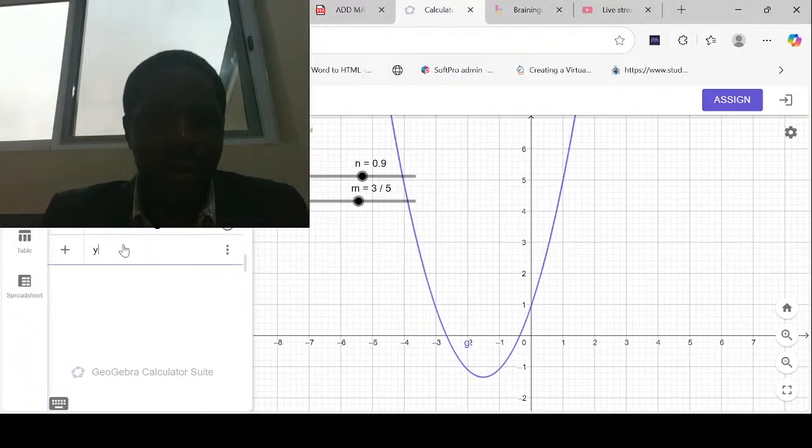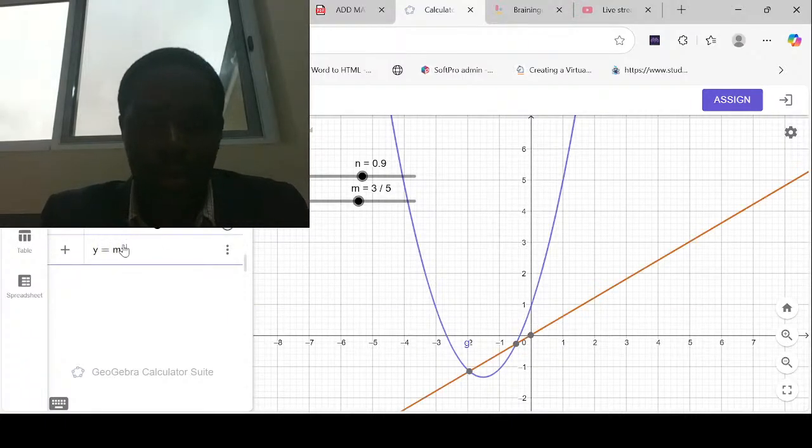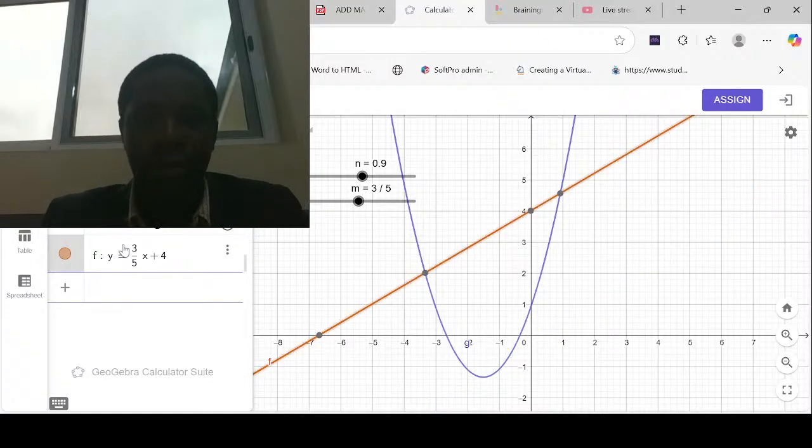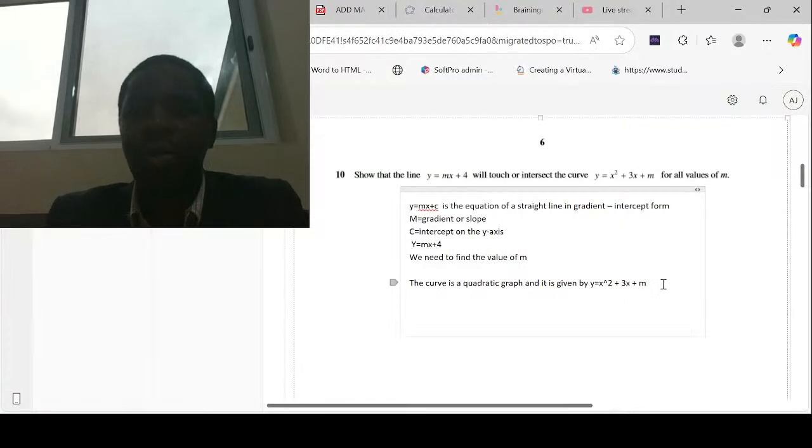Then y equals x plus 4. Anyway, this is what we have. So we know that there will be two solutions. Let's go to the theoretical part. So how do we solve this?